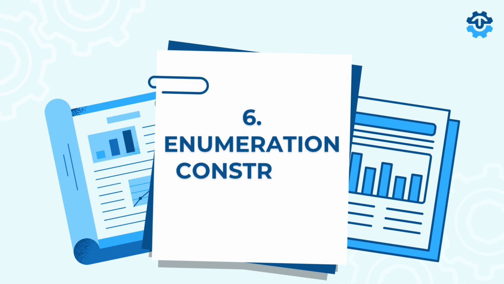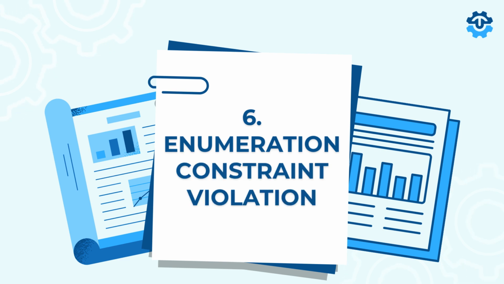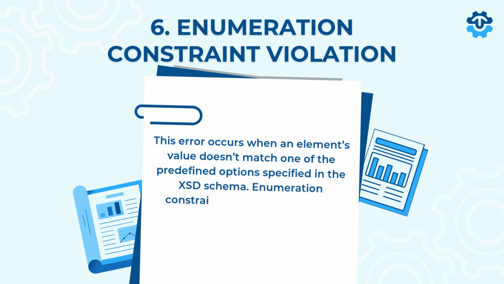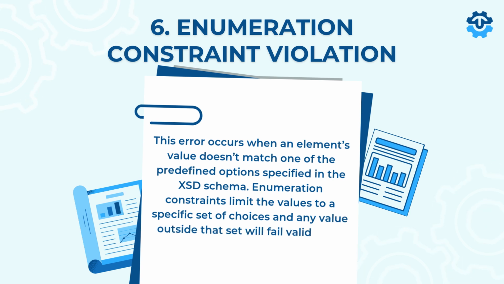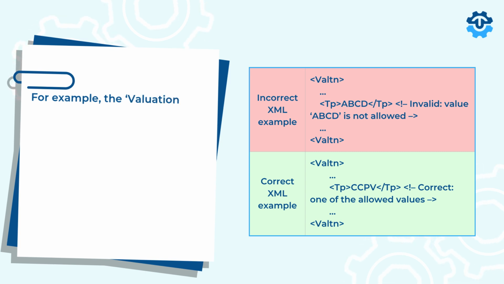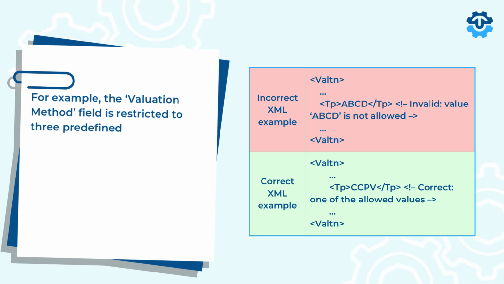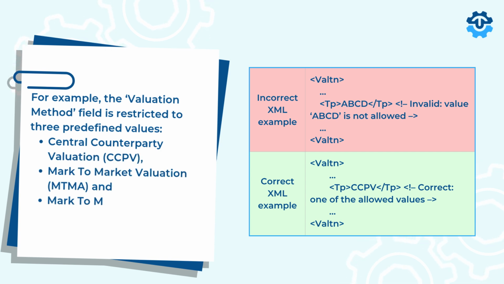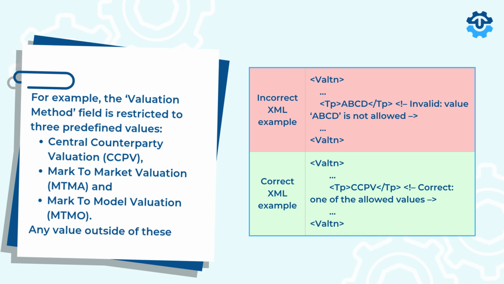Error 6. Enumeration constraint violation. This error occurs when an element's value doesn't match one of the predefined options specified in the XSD schema. Enumeration constraints limit the values to a specific set of choices, and any value outside that set will fail validation, including values that may have been valid under a prior reporting regime. For example, the valuation method field is restricted to 3 predefined values: central counterparty valuation, mark-to-market valuation, and mark-to-model valuation. Any value outside of these options will trigger an error.